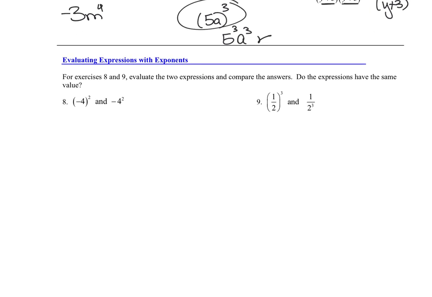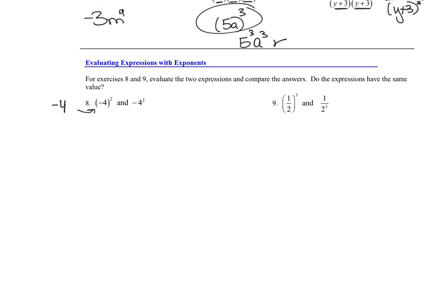Evaluating expressions with exponents. For 8, 9, we want to evaluate 2 expressions and compare the answers. Now, I talked about this earlier. Remember, this has the parentheses in it. So this is actually going to represent -4 times -4, which is going to give you a positive 16. This one is not being squared. It's just hanging out. 4 is the only thing that is going to be squared. And so you end up with the value of 16 and -16. So they're not the same.